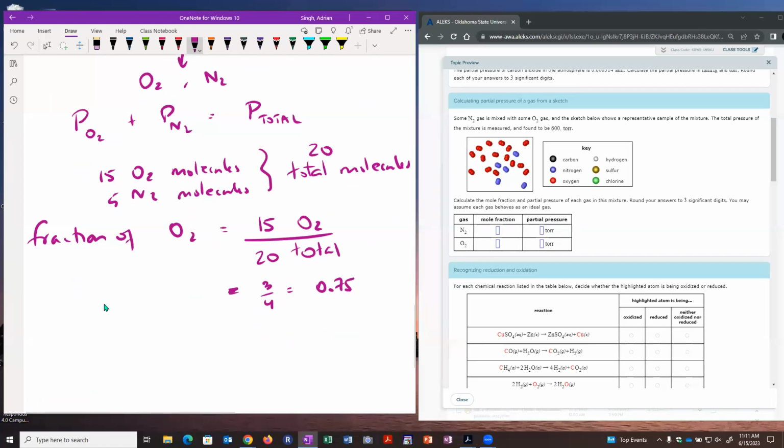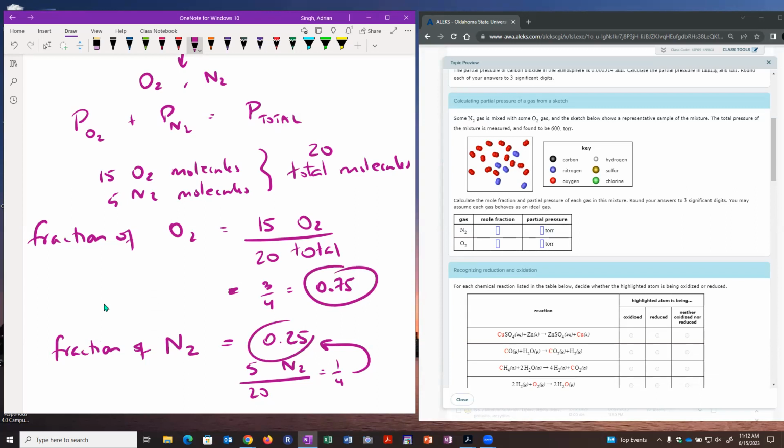And we don't need to do the other calculation because there are only 2 types of gases in here, and when you add them up, they should equal the whole thing, which is 1. So the fraction then of N2 is simply 1 minus 0.75, which would be 0.25, and we can confirm that if I take the 5 molecules of N2 divided by the total number of molecules that we have, which is 20, that's 1/4. So we've confirmed that.